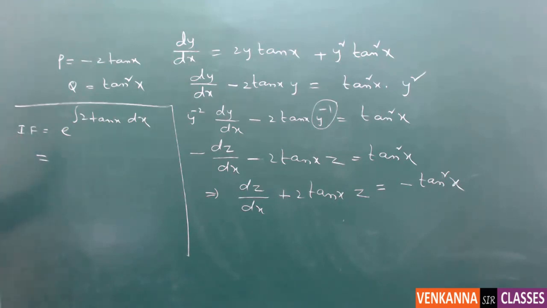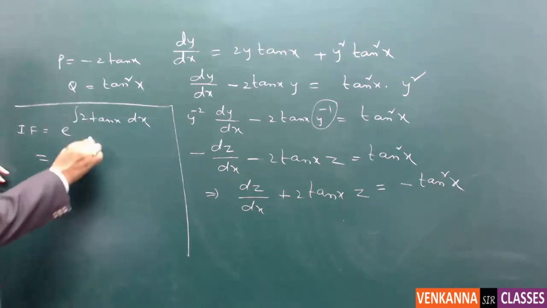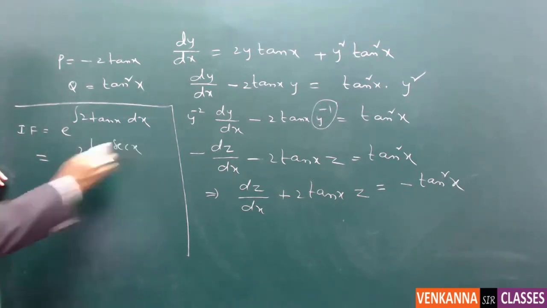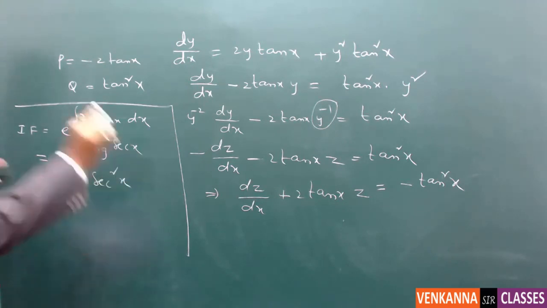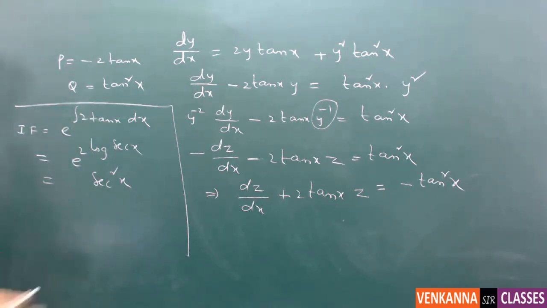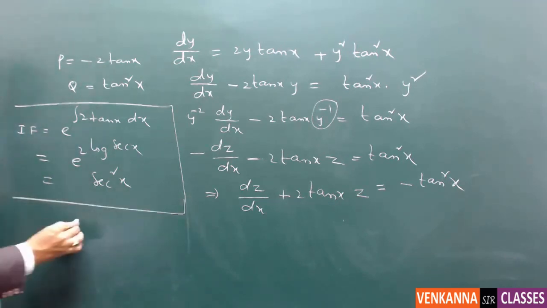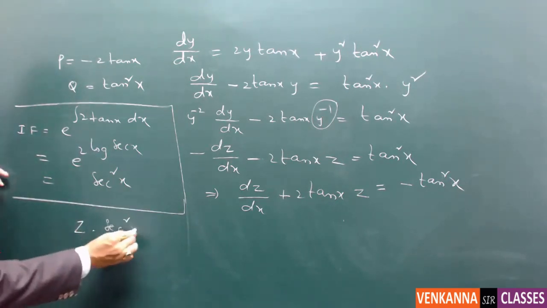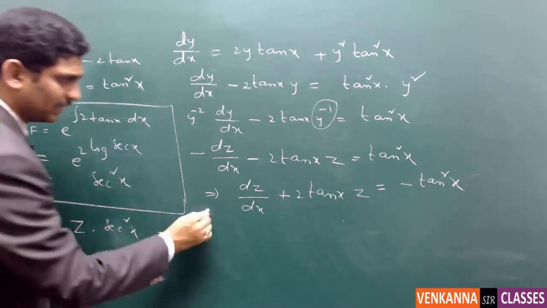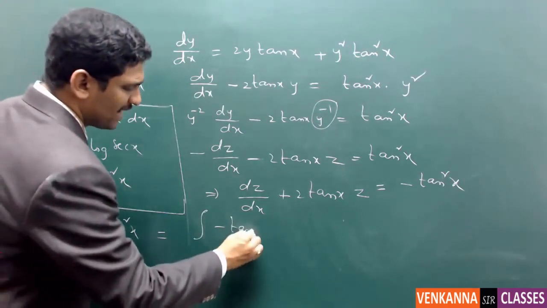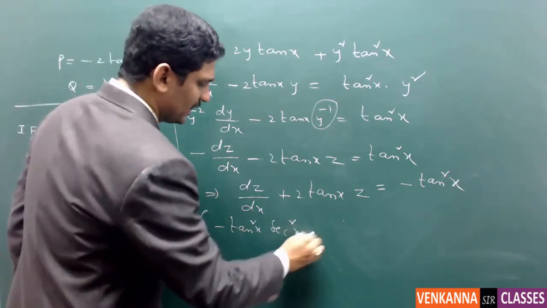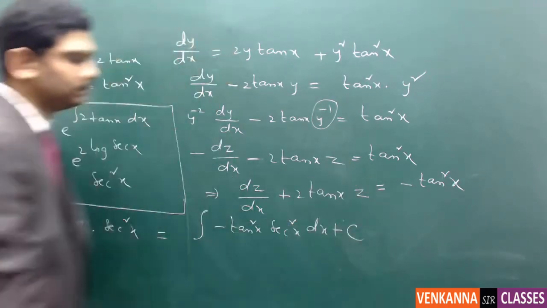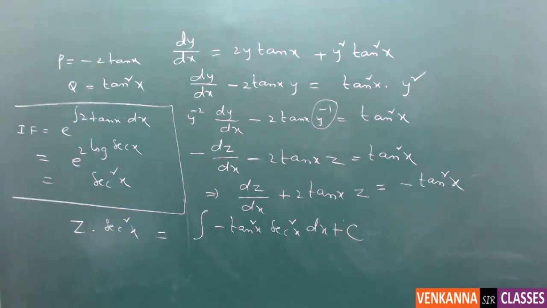So integrating factor equals e power integral 2 tan x dx. So what will be the value there? e power 2 log secant x. So it is nothing but secant square x. Coming to the final solution, z into secant square x equals integral minus tan square x into secant square x dx plus c. Now we have to evaluate the integral. Any hints from your side? How to solve?